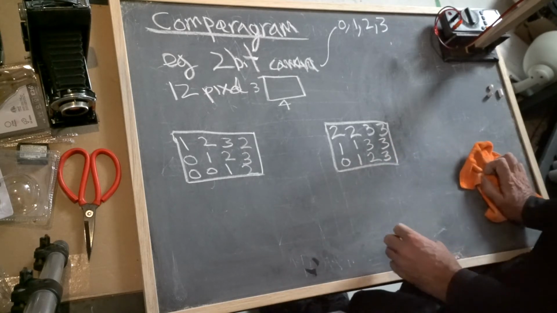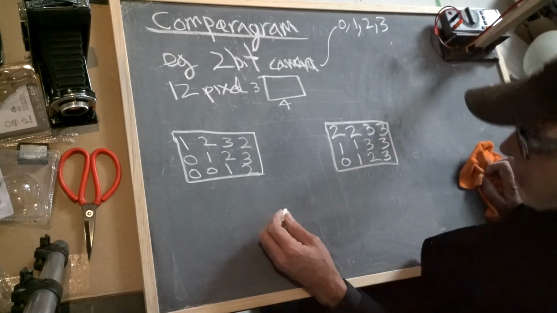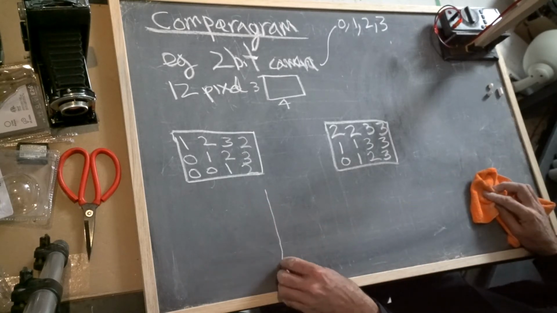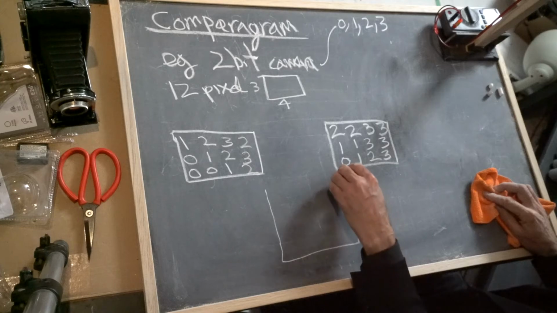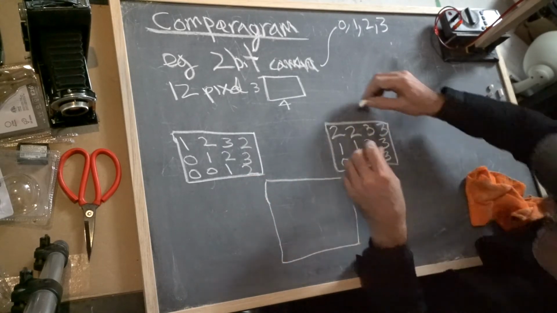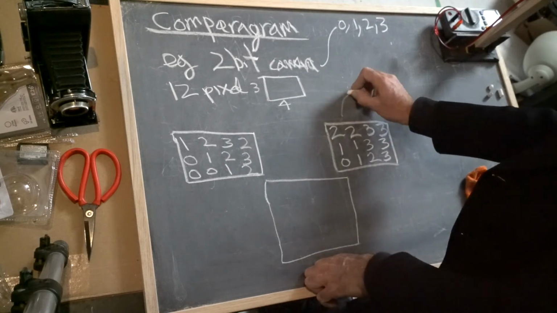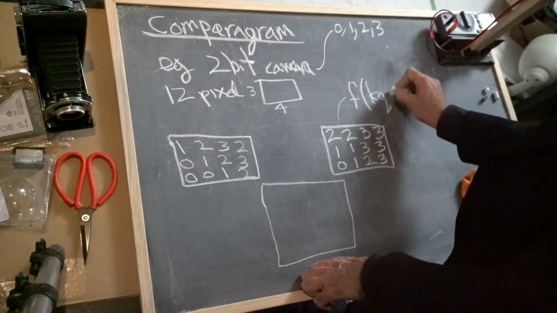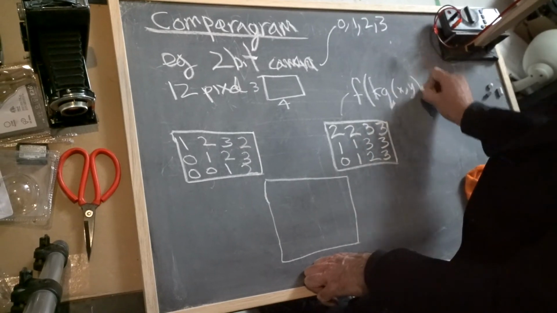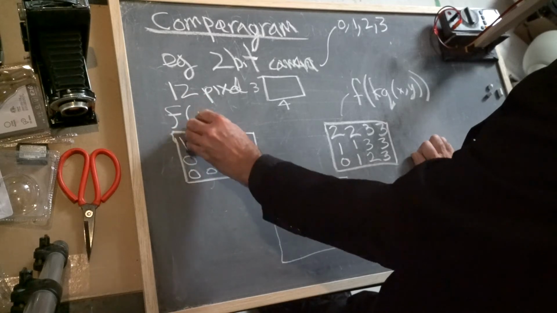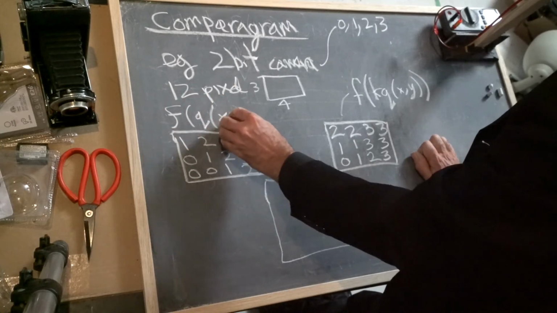Now we want to compute the comparagram between those two images. The comparagram asks us this question. It's a plot of domain versus range. Remember, in a sense, this is a sampled version of f of kq of x, y, and this one is f of q of x, y.